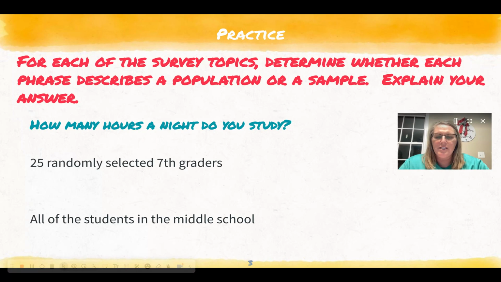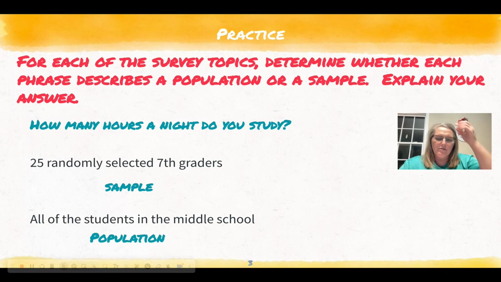For each of the survey topics, we're going to determine whether each phrase describes a population or a sample. All right, so how many hours a night do you study? If we ask 25 randomly selected 7th graders, then of course that would be a sample, because you're only asking a select few of the 7th grade instead of the whole 7th grade. All of the students in the middle school will, of course, be a population because you have a larger number there.